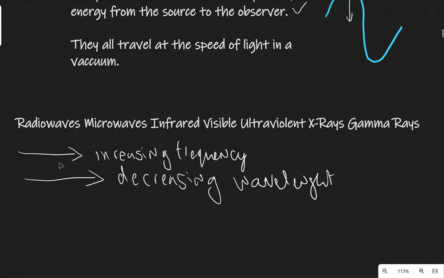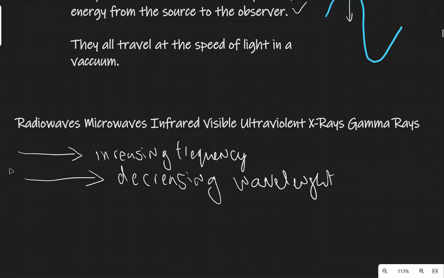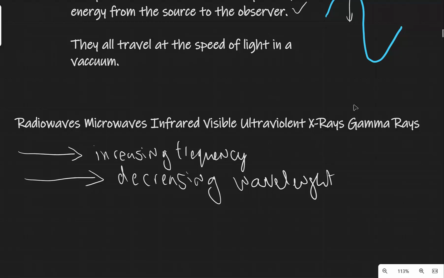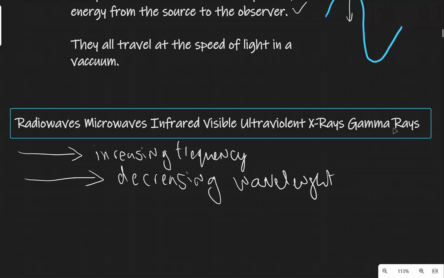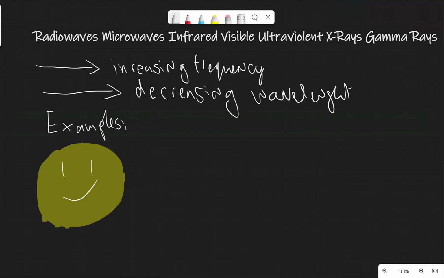Okay, so what does that mean? That means that radio waves will have the longest wavelength, but the shortest frequency. And then we have microwaves, infrared, visible light is somewhere in the middle. Then we have ultraviolet, X-rays, and then finally we have gamma rays, which have the highest frequency but the shortest wavelength.